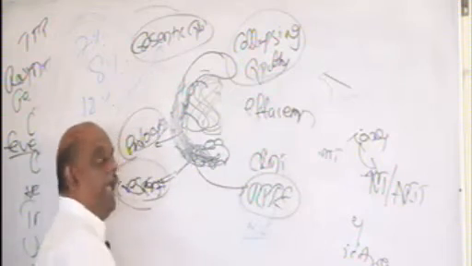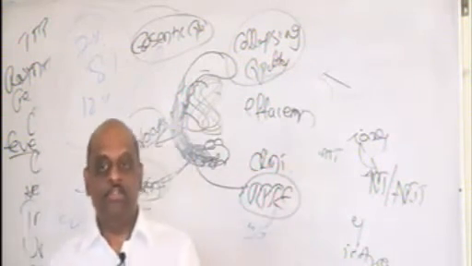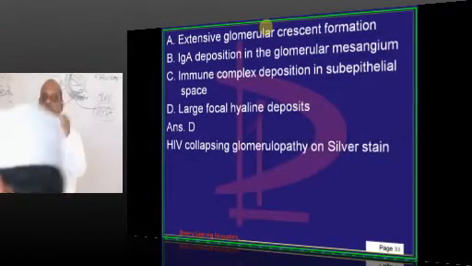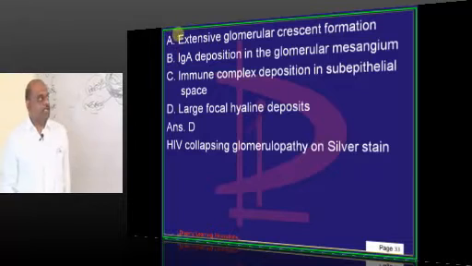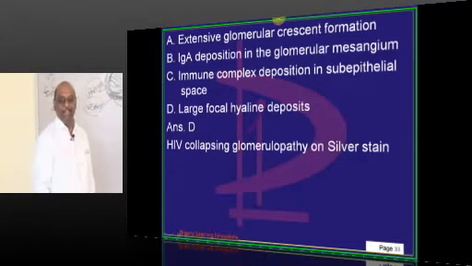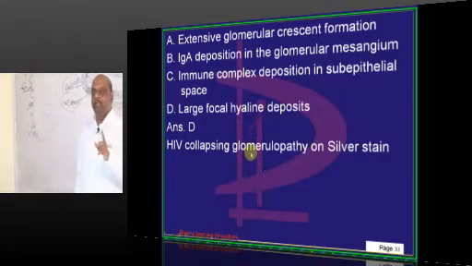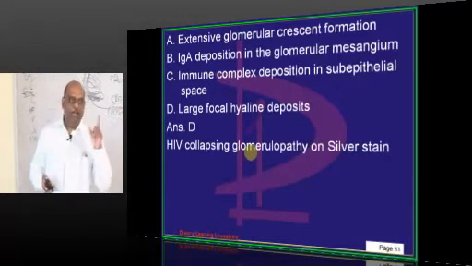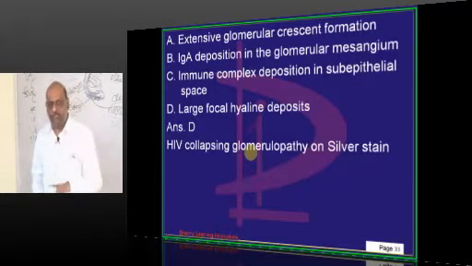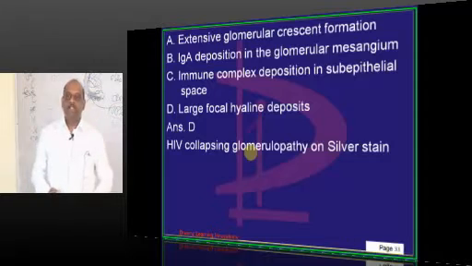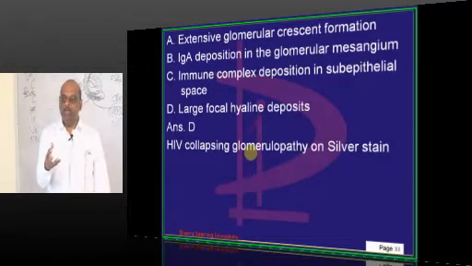Aap DNB jao, AIIMS jao, PGI jao, JIPMER jao, kahi bhi jao. Agar PG medical entrance le rahe to, what is the topic without which there is no question paper? Glomerulonephritis. Today only, there are totally 7 to 8 varieties. MPGN type 1, MPGN type 2, membranous nephropathy, focal segmental glomerulosclerosis. All these things, 10 points you must have in your folder.